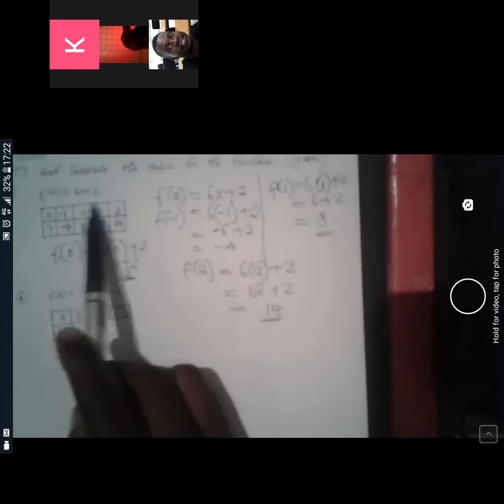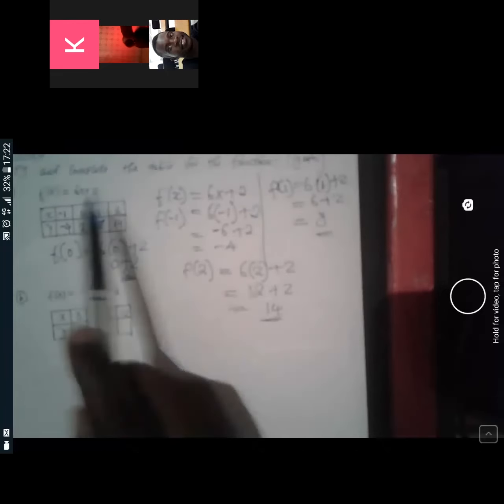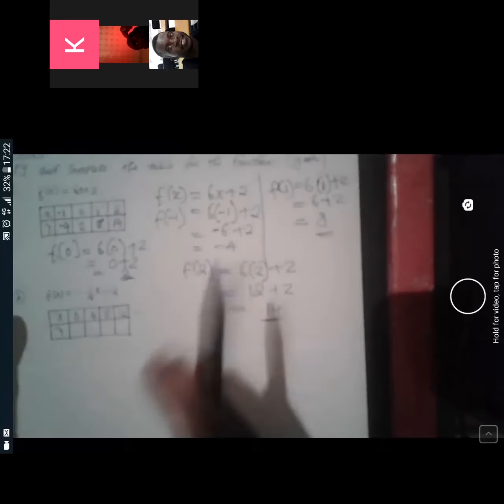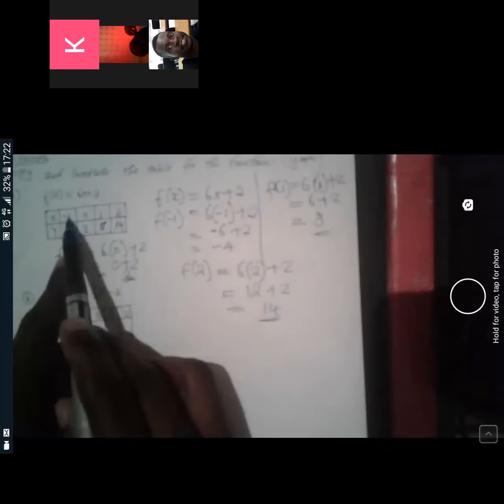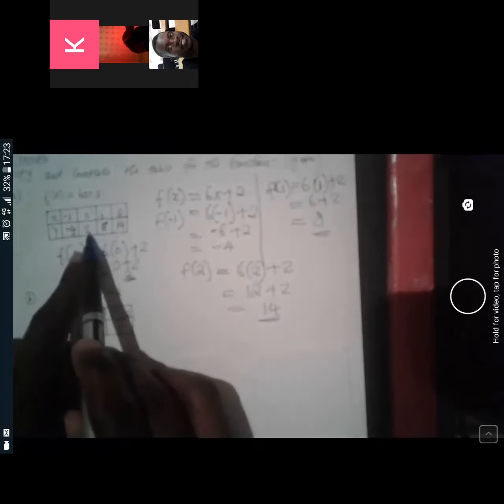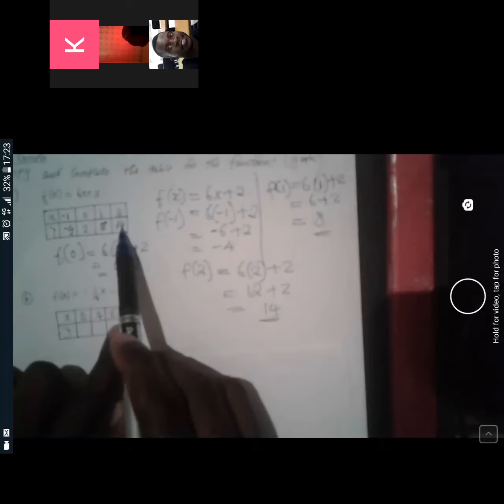And then the range, we said it is the set of all output values, the numbers that you get after solving for the values of y using the values in the domain. So in this case, when we had x as -1, we got -4. So -4 is in the range. Also 2 is in the range of this function. 8 is in the range. 14 is also in the range.